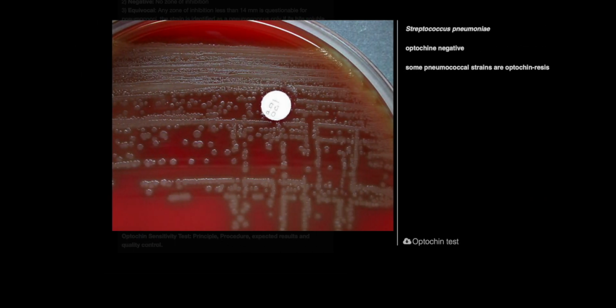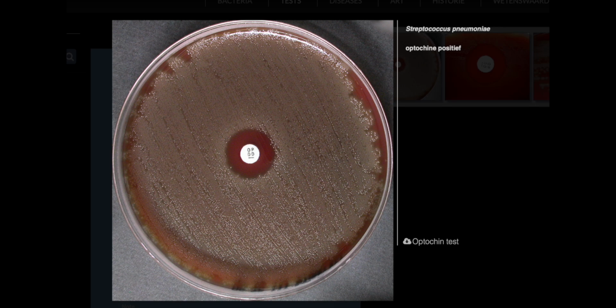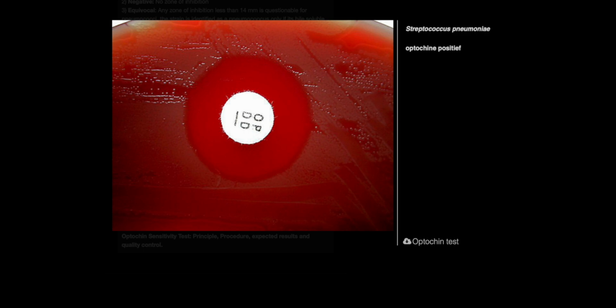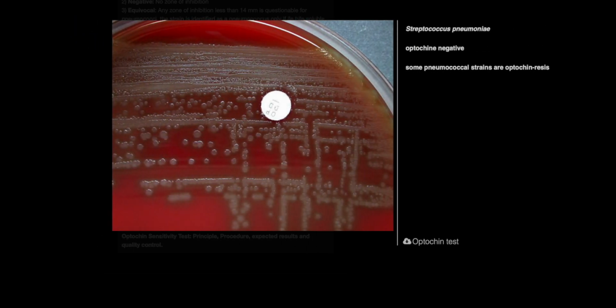Optochin. The growth of bacteria that are Optochin sensitive will show a zone of inhibition around the Optochin disc, while the growth of bacteria that are Optochin resistant will not be affected. That is the main reason it is used in cell culture techniques for the presumptive identification of Streptococcus pneumoniae, which is Optochin sensitive, from other alpha-hemolytic streptococci such as viridans streptococci, which are resistant.